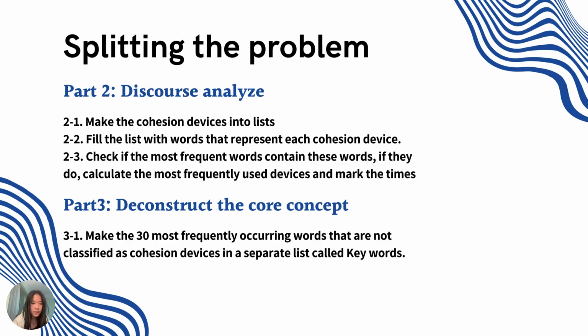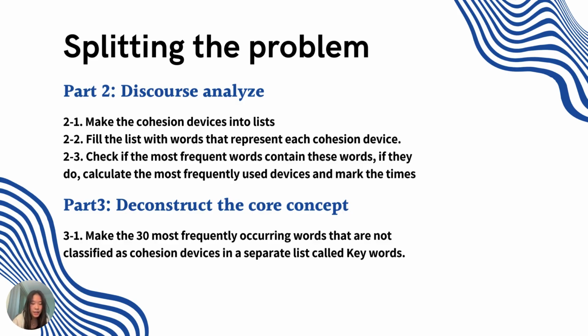Part two I call discourse analysis, and its three steps all work for it. The first step is to make the cohesion devices into a list, and the second one is to fill the list with the words that represent each cohesion device. The third one is to check if the most frequent words contain these words, and if they do, calculate the most frequently used devices and mark the times.